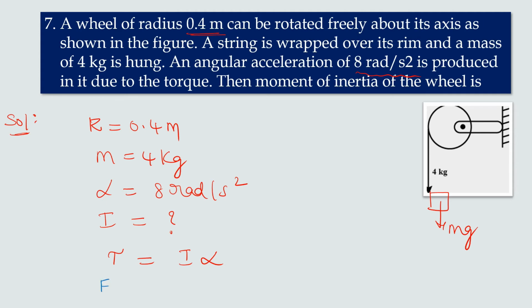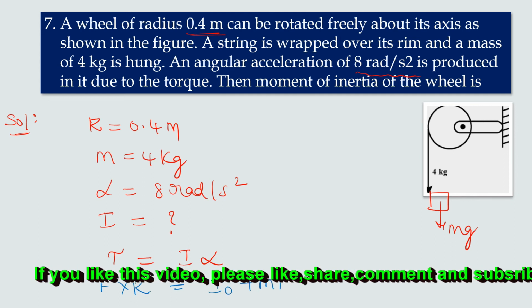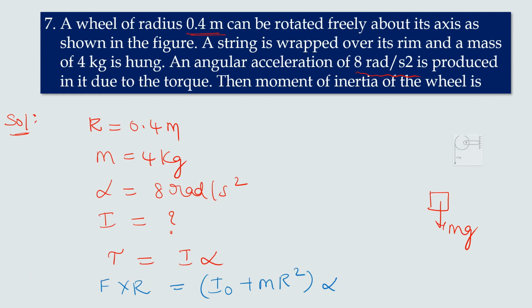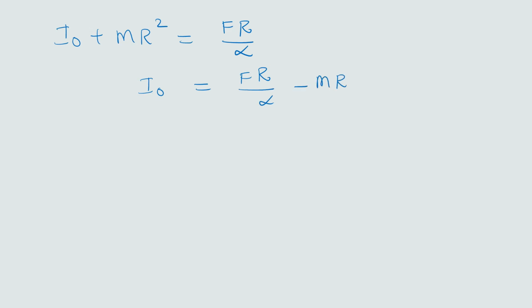Now F into R is equal to I naught plus M R square into alpha. So I naught plus M R square is equal to F R by alpha. From this we write I naught is equal to F R by alpha minus M R square. Now in place of F we write mg, so mg R by alpha minus M R square.